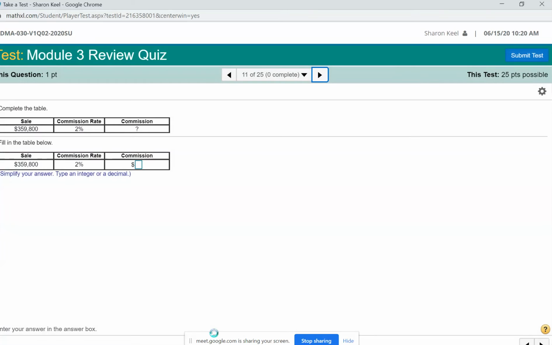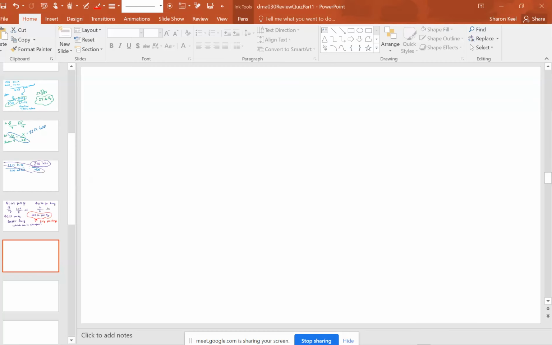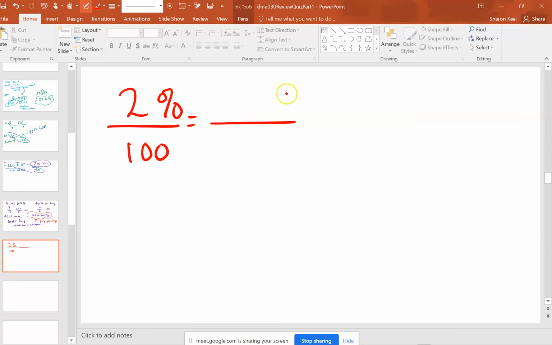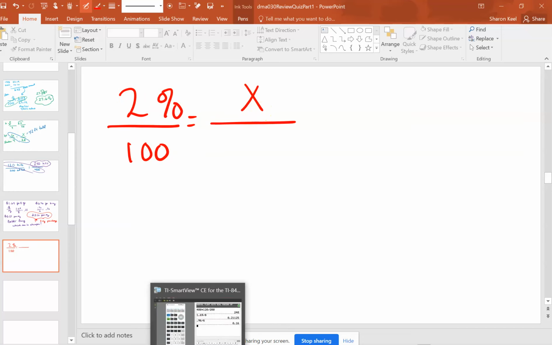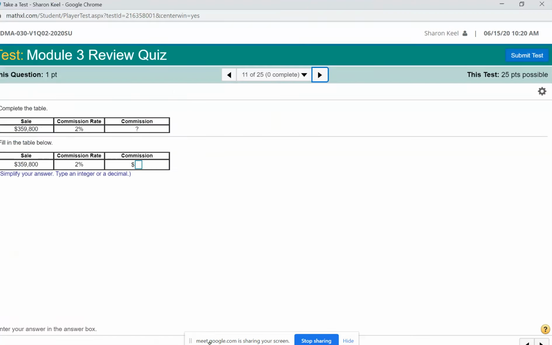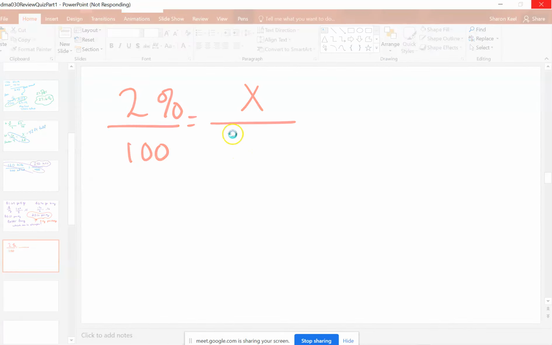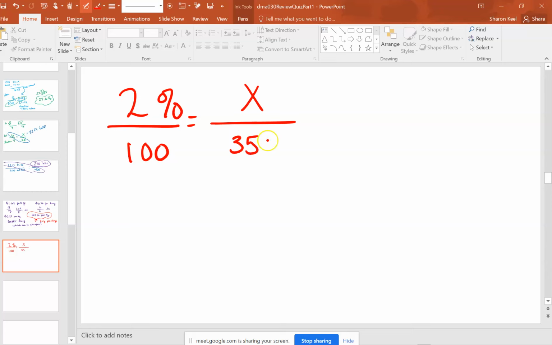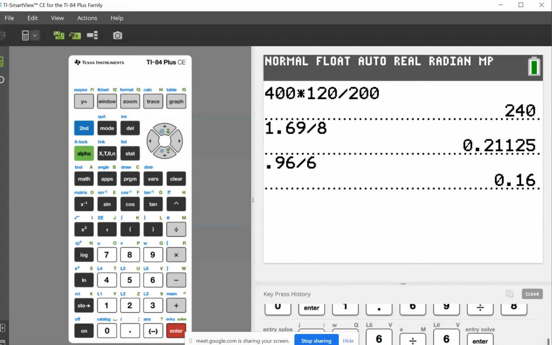Commission rate. We have a 2% commission rate, and we're trying to find the commission amount. The commission rate is the percent, that's 2%. We're trying to calculate the commission amount. The price of the house is $359,800. So all we do is cross multiply and divide.